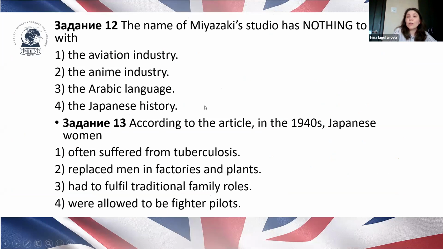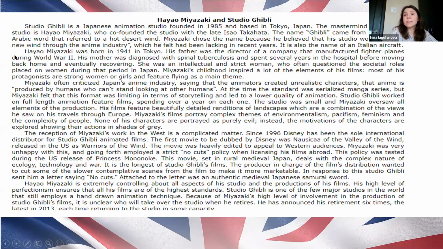It's number 13. According to the article, in the 1940s, Japanese women... Probably this information is presented in the second paragraph, because the first one we have already analyzed. So now please read the second paragraph. We need to find the information about women in the 1940s in Japan. And here we have this sentence: she was an intellectual and strict woman who often questioned the societal roles placed on women during that period in Japan. So during the 40s in Japan.